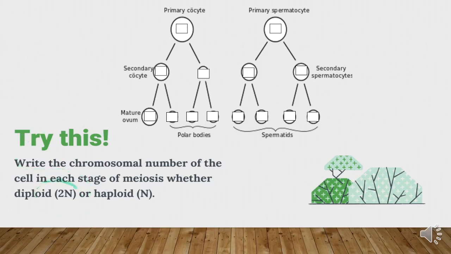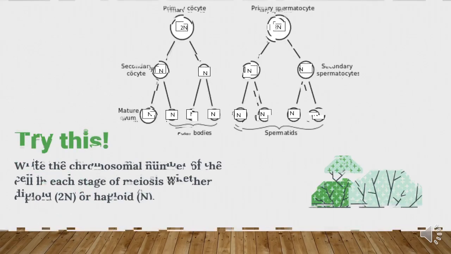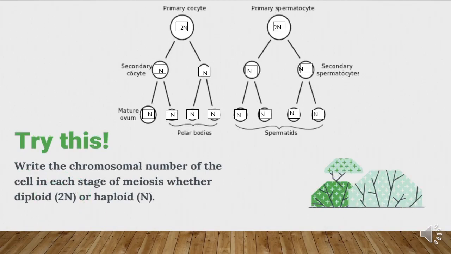Let us see if you got it right. Yes, you are right. Primary oocyte is diploid, 2n. Primary spermatocyte is also diploid, 2n. The secondary oocyte as well as the secondary spermatocytes are haploid, which is n. The mature ovum, the polar bodies, and the spermatids are all haploid.